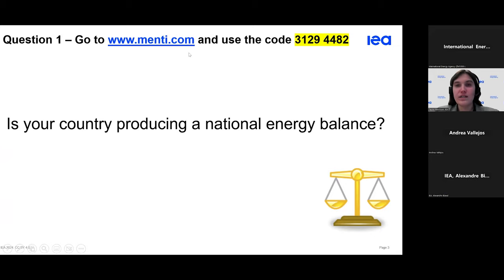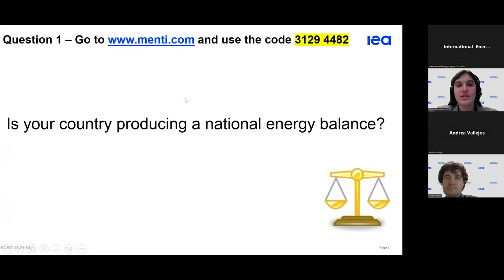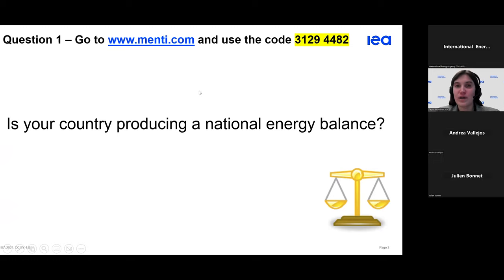So I'd like to start off with a Mentimeter question. The question is: is your country currently producing a national energy balance? You can use the code at the top of the screen in order to join the Menti at menti.com.